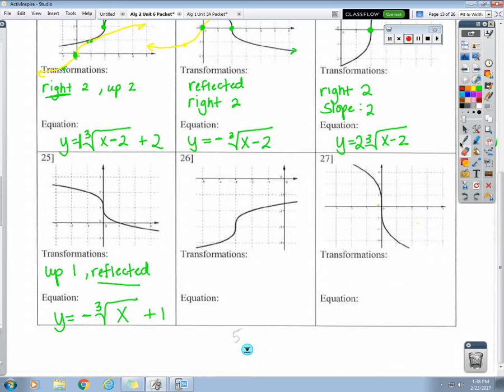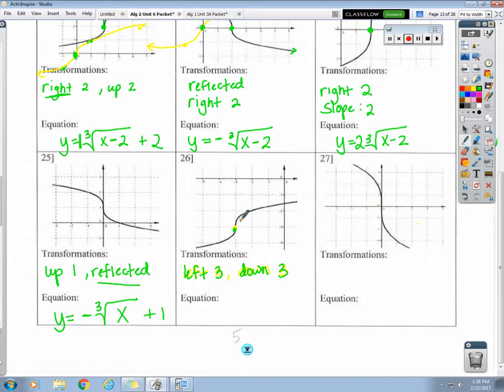Alright, for number 26, I noticed that the center has moved down here, which is a shift of left 3 and down 3. Okay, the center is now at -3, -3, which is left 3, down 3.